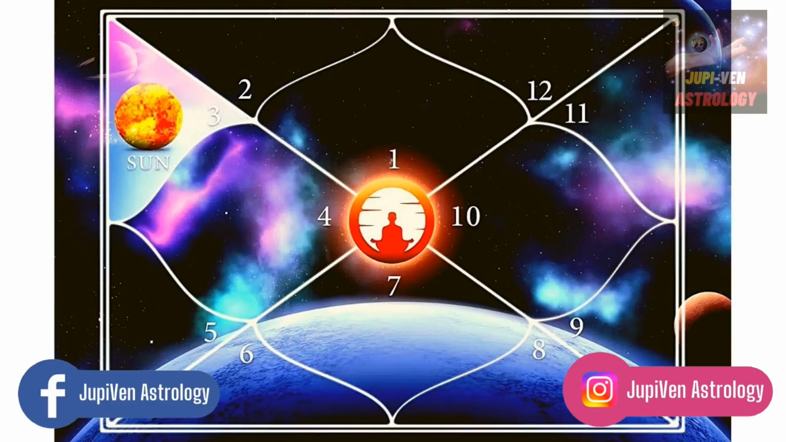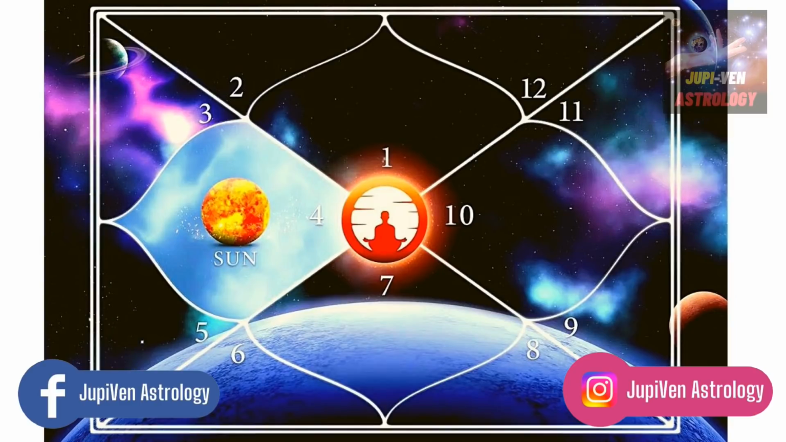Now we will talk about what is going to happen when sun is placed in the fourth house of your chart. So my beautiful girls and my handsome boys, now we will discuss what will happen when sun is placed in the fourth house of your chart.